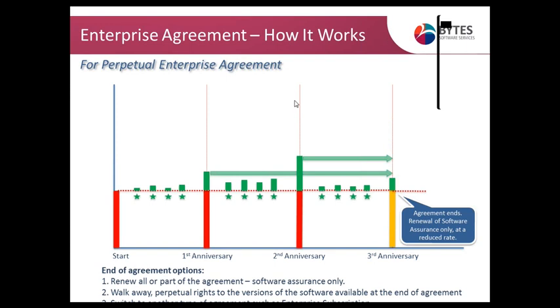And the renewal of the agreement means that you actually pay for software assurance only on the range of licenses that you want in the new agreement. So the actual annual price may well come down for you. So it's just purely software assurance now at a reduced rate. And like I said before, you do have a choice to walk away, and you'll end up with perpetual rights to the versions of the software that were available at the end of the agreement. Another choice which is proving popular is that you could switch to another type of agreement, such as the enterprise subscription agreement, which offers increased flexibility around decreasing the number of licenses that you own.